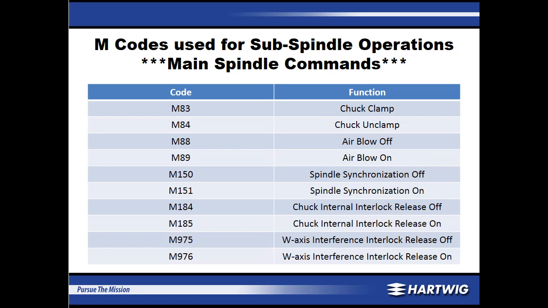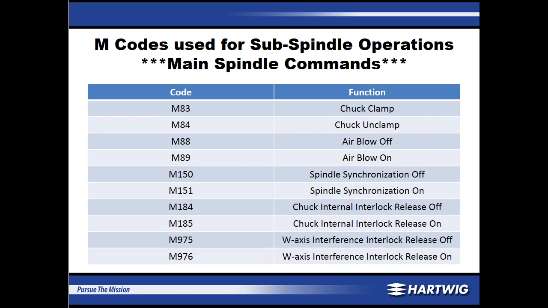These are the M codes used for the main spindle when doing a part transfer. We have chuck, clamp, and unclamp, M83 and 84. Air blow on off. It's nice to blow air on the workpiece as you feed over. Make sure everything's nice and clean and you're not packing any chips onto a nice turn finish. M88 and 89 will blow air from the main spindle side.